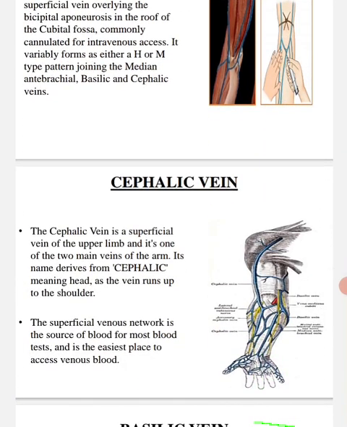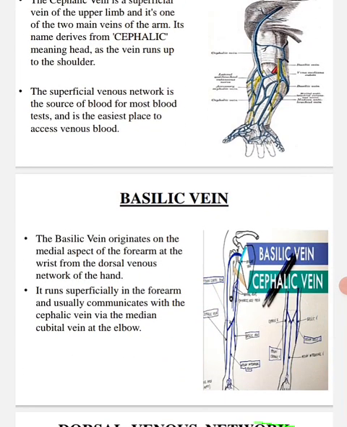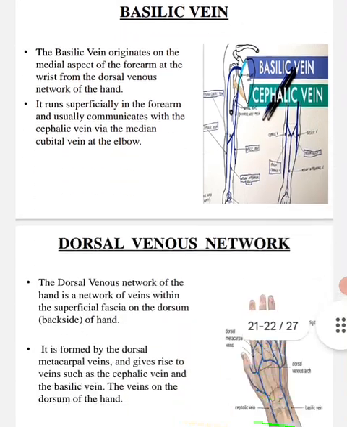The cephalic vein is a superficial vein of the upper limb and one of the two main veins of the arm. Its name derives from cephalic, meaning head, as the vein runs up to the shoulder. The superficial venous network is the source of blood for most blood tests and is the easiest place to access venous blood. The basilic vein originates on the medial aspect of the forearm at the wrist from the dorsal venous network of the hand. It runs superficially in the forearm and usually communicates with the cephalic vein by the median cubital vein at the elbow.